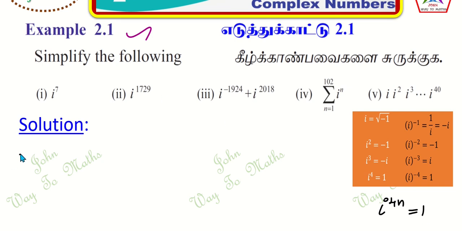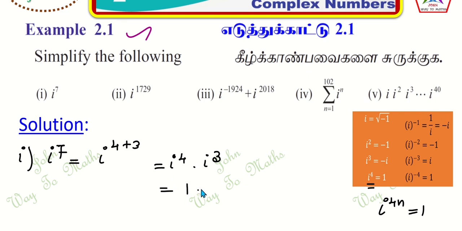First, I'm going to choose the first subdivision, i power 7. Splitting the 7 as 4 plus 3, it is equal to i power 4 into i power 3, using the law of indices. i power 4 becomes 1, already we know that. So 1 into i power 3 becomes minus i. So multiplying, we easily get minus i as the answer for i power 7.